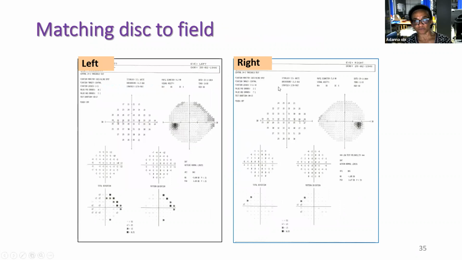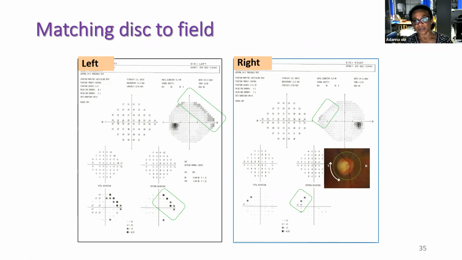So I'm going to concentrate on the right eye. So this person has glaucoma. They've got some arcuate-ish type defects here. Okay, although a little bit unreliable. So there they are. Okay, this is the disc.